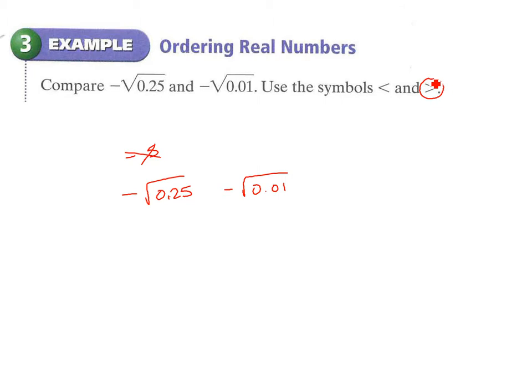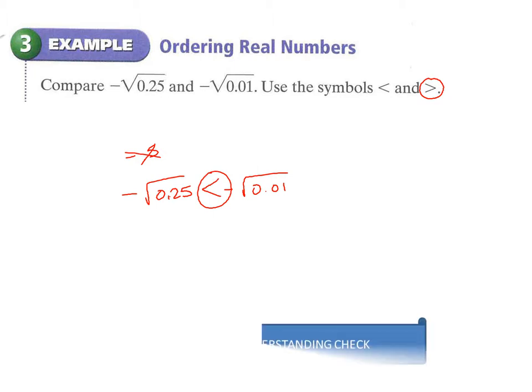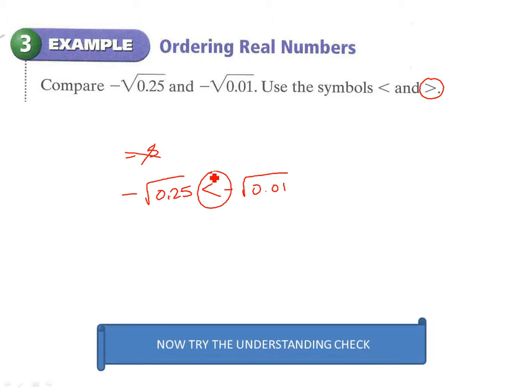Remember, the opening points to the bigger number, right? But since they're negatives, we flip it. 25 is the smaller number. If you owed me $25 versus owing me $1, you'd much rather owe me $1. So, opening towards the bigger number. You're up. Give it a shot. Example 3.